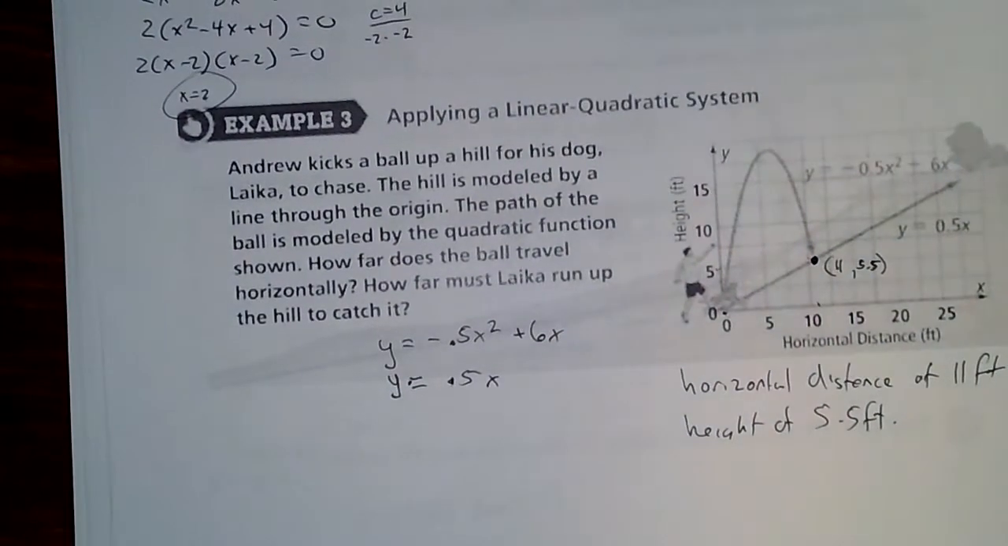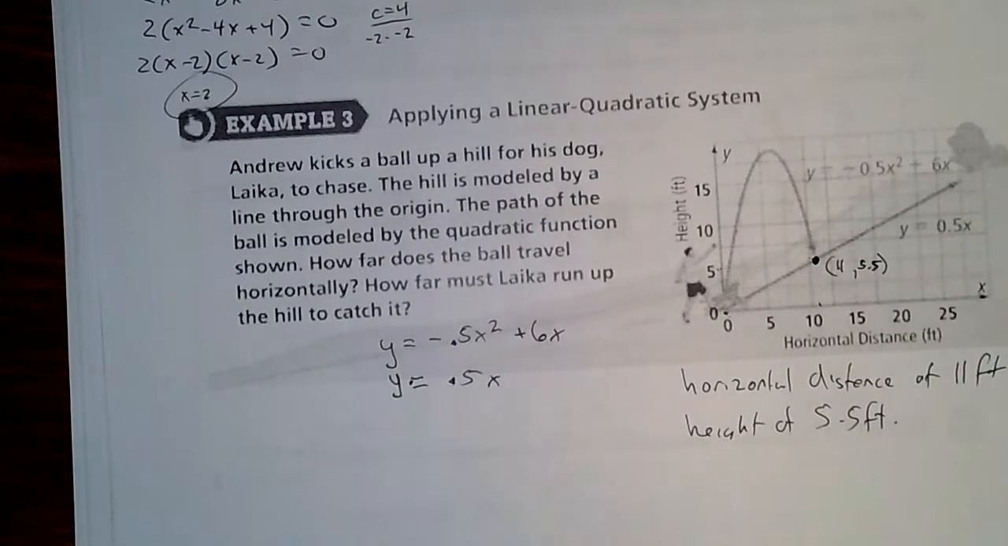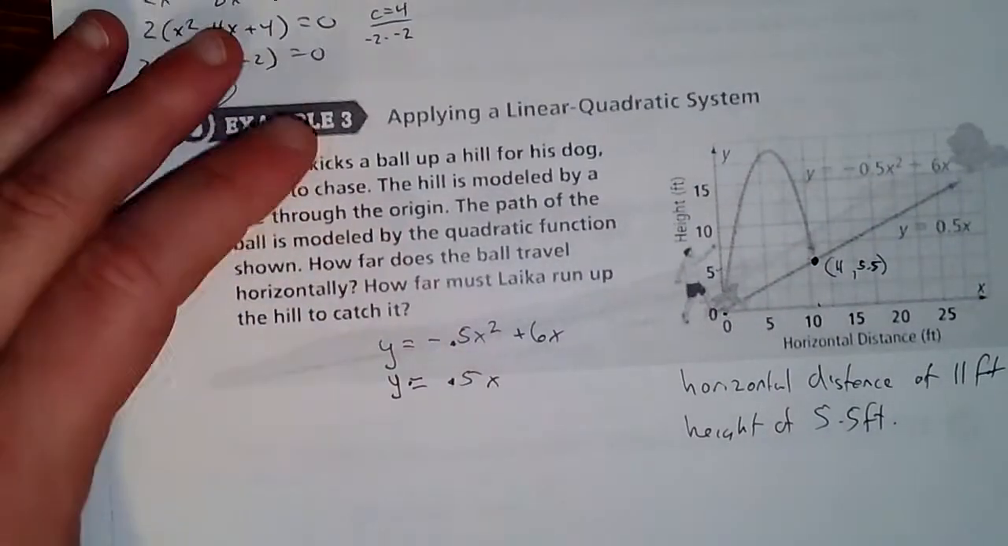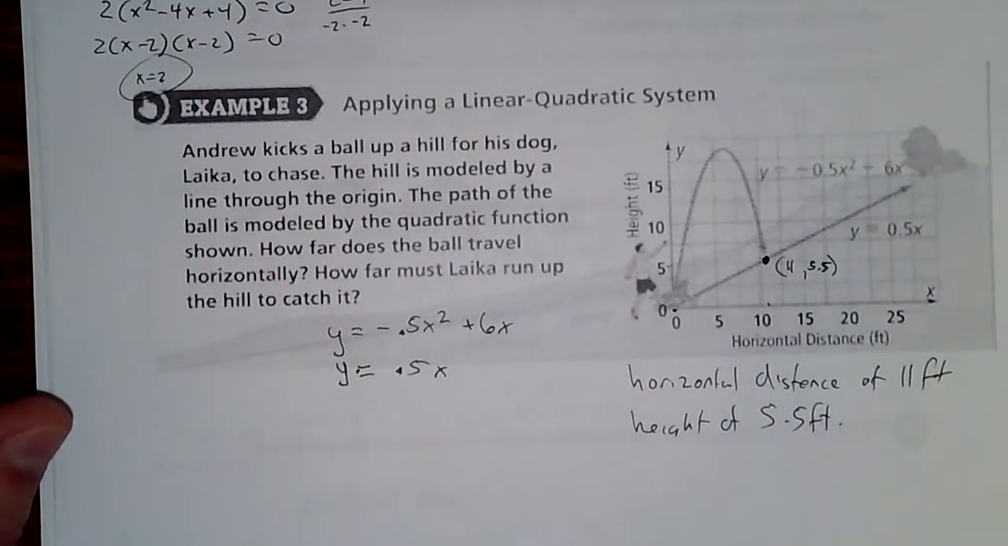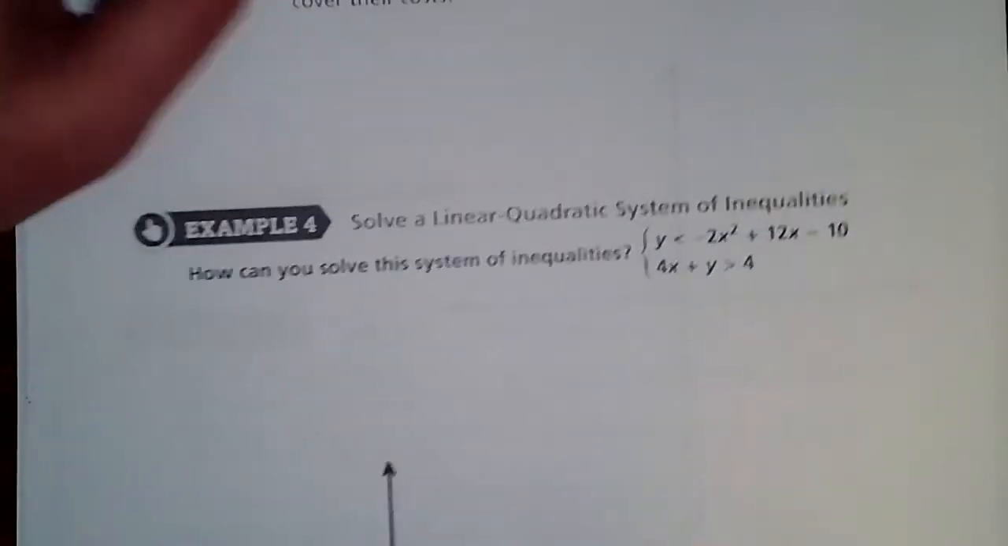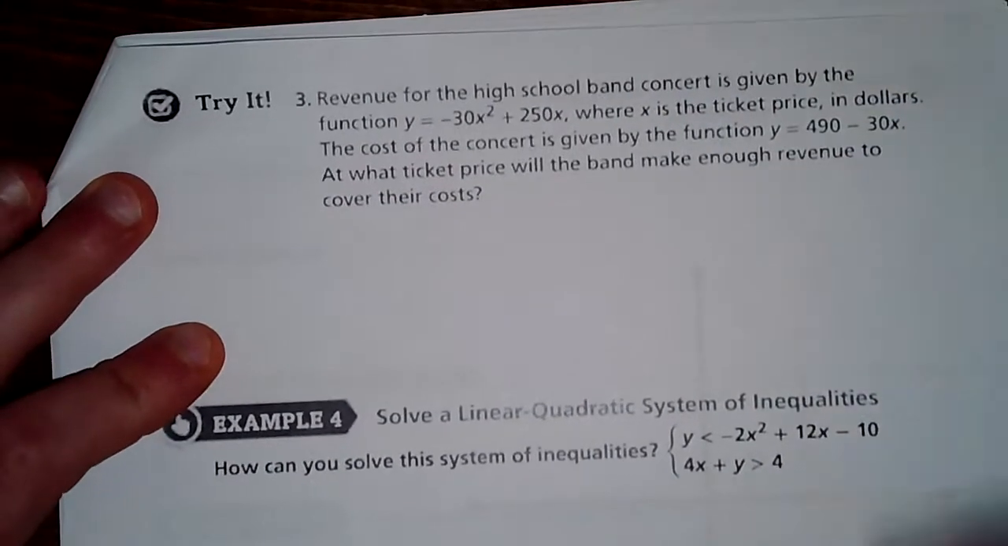Or maybe the question just asks about the horizontal distance. So it only cares about the X value. So you have to understand what is the question asking me and then answer appropriately. In this case, they did want both parts though. So that's that. On the next one here, this is another kind of good window type example.